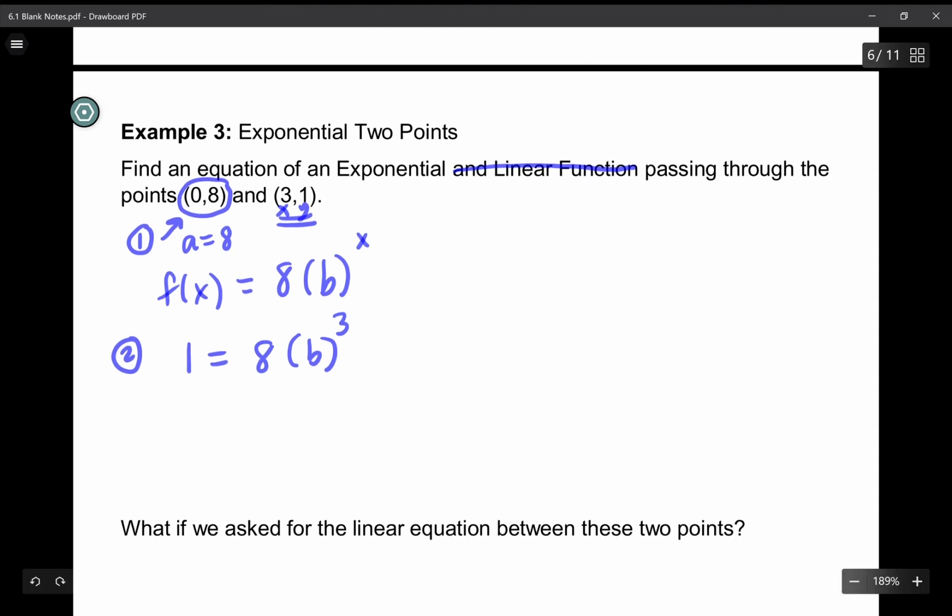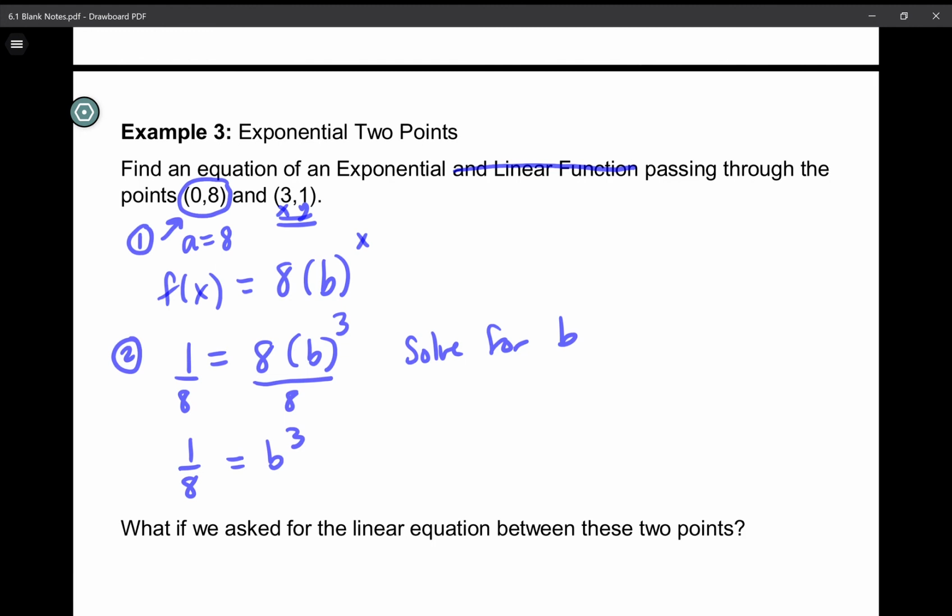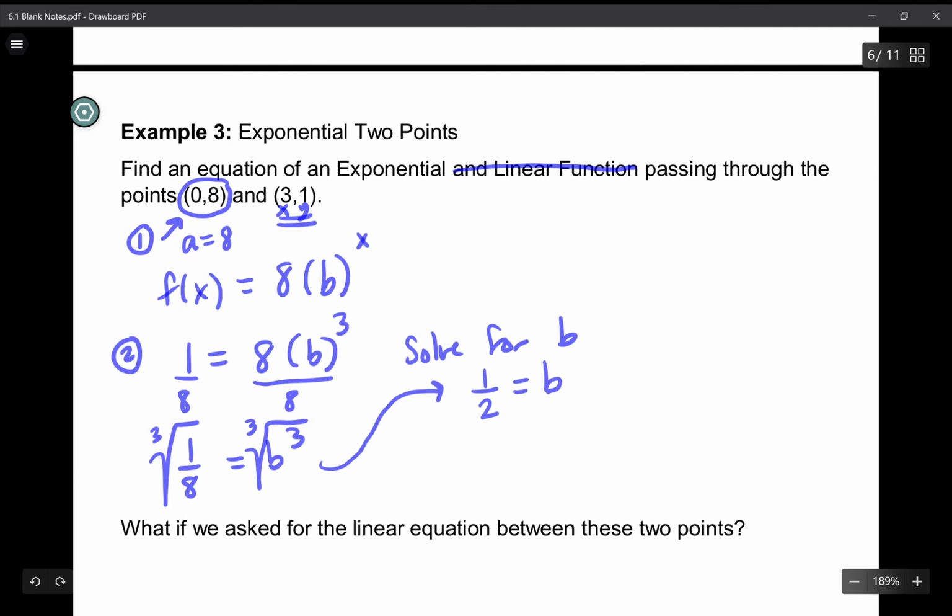So now I need to solve this equation for b. Well, how can I do that? It's 1 equals 8 times b cubed. I need to undo by working outward in. So to undo the multiply by 8, I'm going to divide by 8. So 1/8 equals b cubed. I undo b cubed by doing a cube root. Cube root of 1/8 equals the cube root of b cubed. So this tells me that the cube root of 1/8, which is 1/2, equals b. So now I know the value for b. I plug in b and I get f of x equals 8 times 1/2 to the x as my equation.